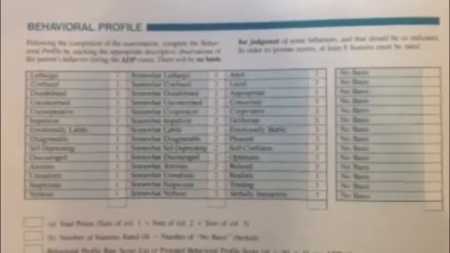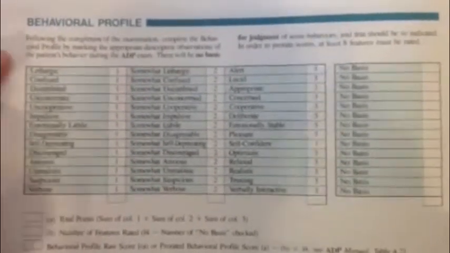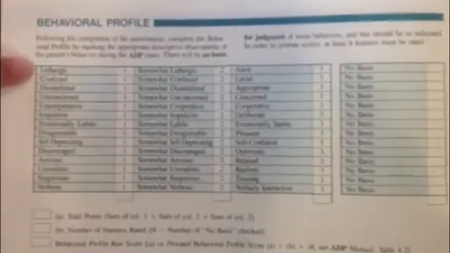All right, so here's the behavioral profile, and you're going to complete this after the exam. This is basically just noting down their status during testing. There are different columns with different adjectives: lethargic, somewhat lethargic, alert. If you don't feel like they really match any of those, you would check no basis. It goes all the way down from lethargic to confused to discouraged, and then the opposites of those: lucid, pleasant, self-confident, optimistic. Again, if they don't match one of these in each column, go no basis.